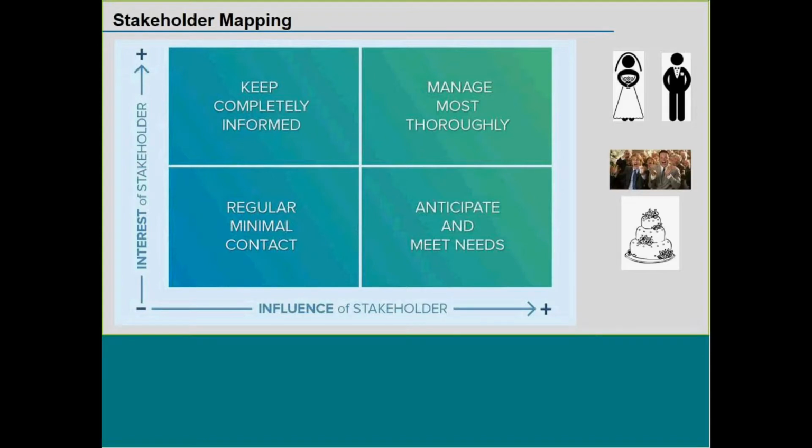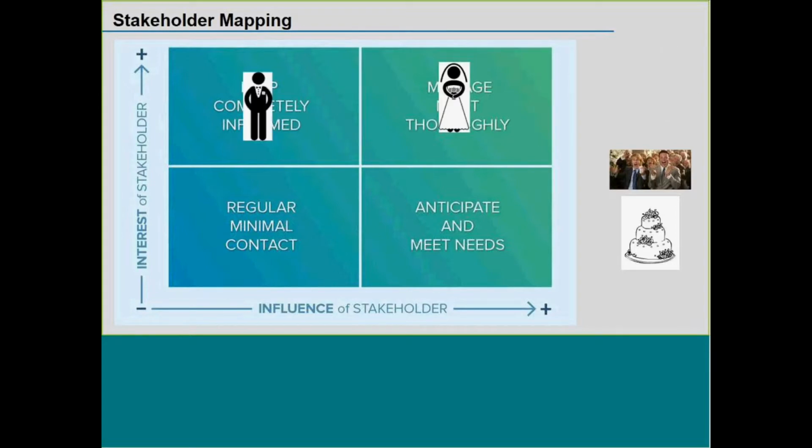Let's play a little stakeholder mapping game. For a wedding, we have a bride, we have a groom, we have guests, and we have the caterer, or the cake caterer. See if you can guess which quadrant the bride goes in. The bride definitely has a lot of interest and a lot of influence in the wedding. This person, we will need to keep abreast of every change that is going on within the wedding.